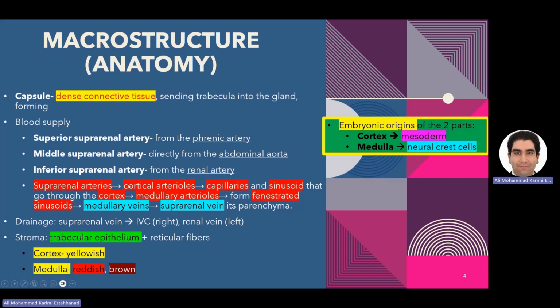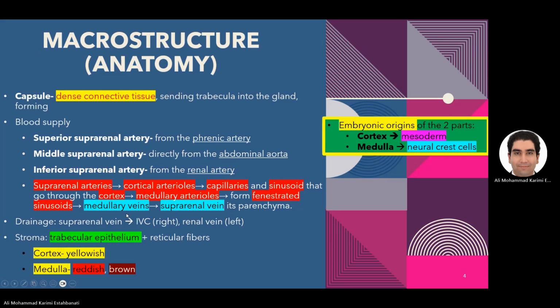After the cortex, they become medullary arterioles for the medulla, and they form fenestrated sinusoids. After that, the drainage starts: medullary vein, then suprarenal vein, and we already mentioned where the right and left go. The right one goes to the inferior vena cava, and the left one to the left renal vein. Next, we need to talk about the stroma. So the stroma will be trabecular, obviously with reticular fibers.